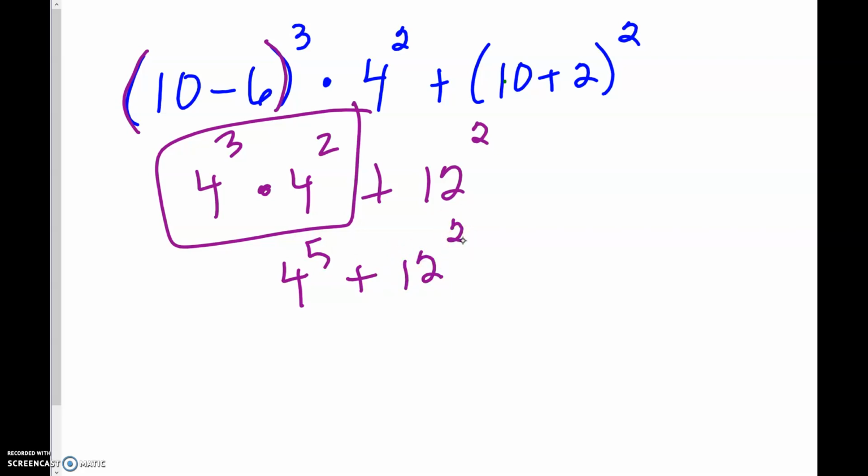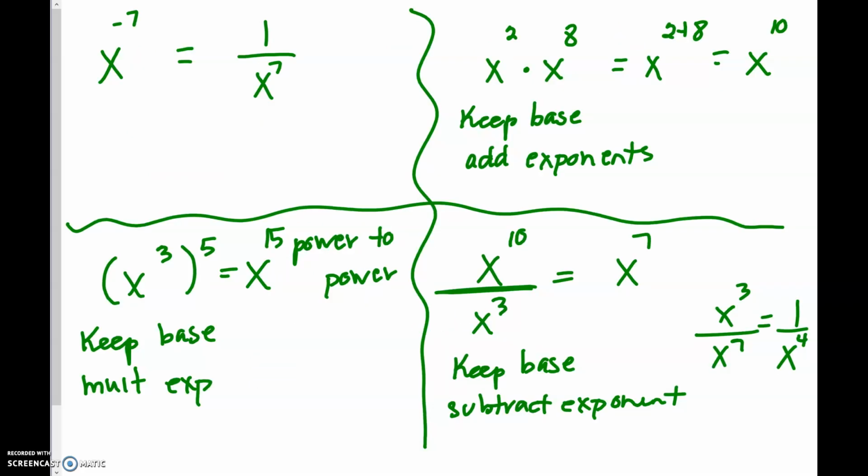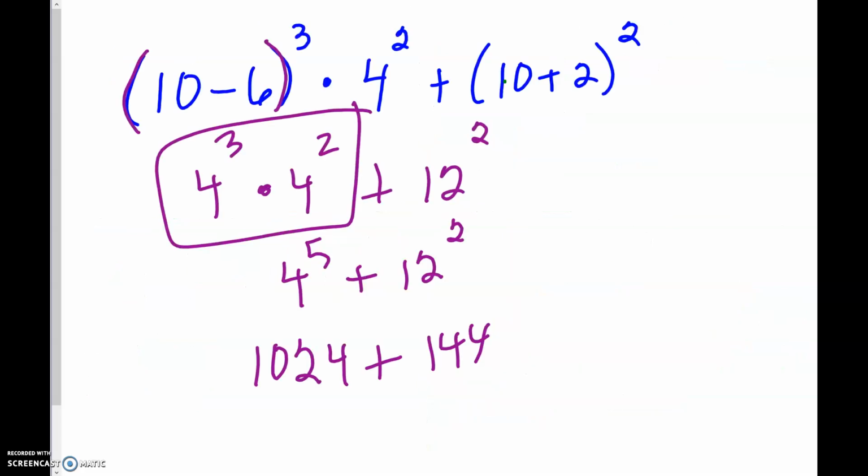What is 4 to the 5th power? And on your assignment or on your test, I would need to see work. And what is 12 squared? 144. So now add those two together. And we get 1,038. So order of operations, do inside your parentheses first. And remember what we're working on: when they have like bases, we add those exponents.